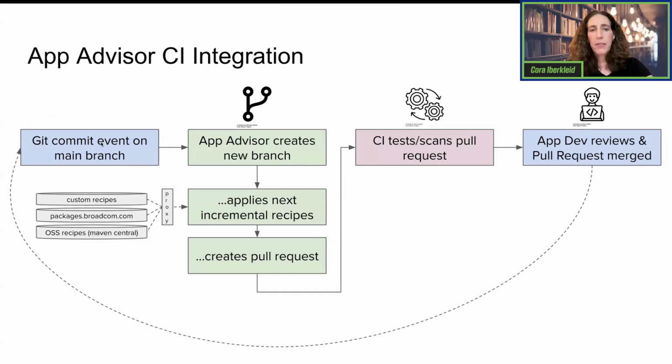So you'd have a git commit event. App Advisor would first evaluate that code. In evaluating that code, it would determine if there's any changes to make, and it can pull from recipes from the open source. It would pull from the supplementary recipes that we provide through Tanzu Spring. And it can also apply custom recipes that you want to add. Based on that, it would create a pull request. Your CI/CD process would run tests, do any scans you need to do, and then it would be a candidate for a merge through a pull request.